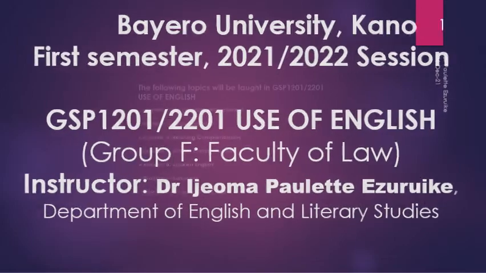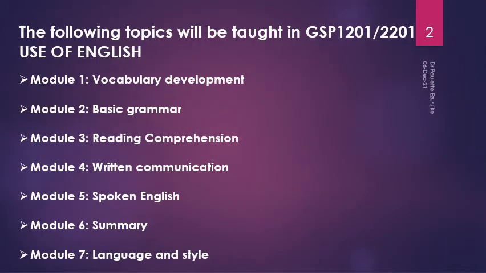Bayero University. The use of English GSP 1201 and 2201, we are going to study 7 modules, and these include the first module, which is vocabulary development, module 2, basic grammar, module 3, reading comprehension, module 4, reading communication, module 5, spoken English, module 6, summary, and finally module 7, language and styles. These are the topics we are going to learn, but we are starting with the first, which is vocabulary development.